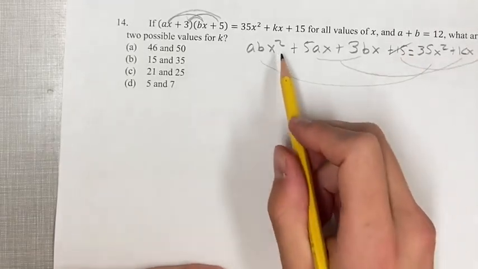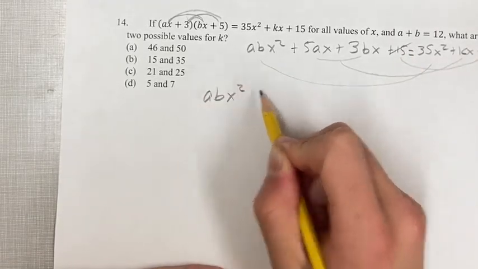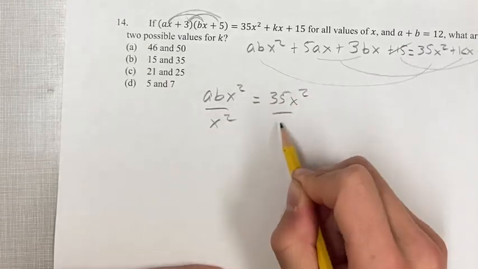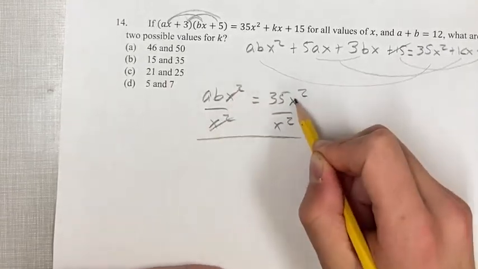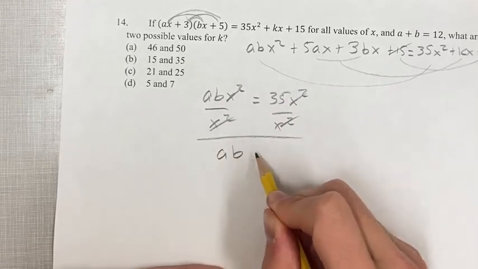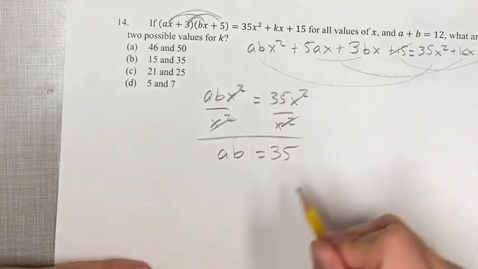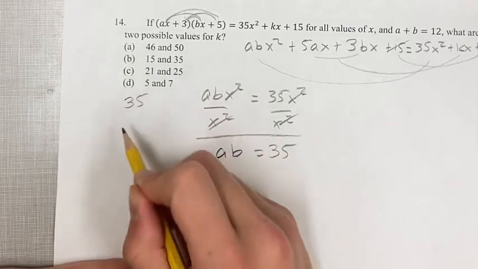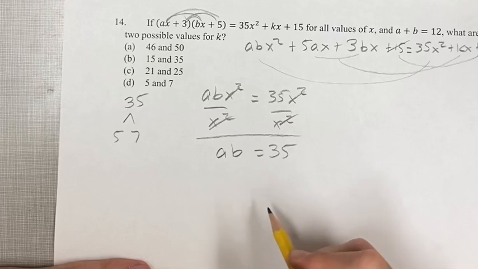Luckily that checks out, and we know that abx² is equal to 35x². We'll get to the x terms next. If we divide by x², these all cancel, and we know that ab is equal to 35. So sticking with whole numbers right now, what numbers multiply to 35? Well, if we do a prime factorization of 35, we just get 5 and 7.